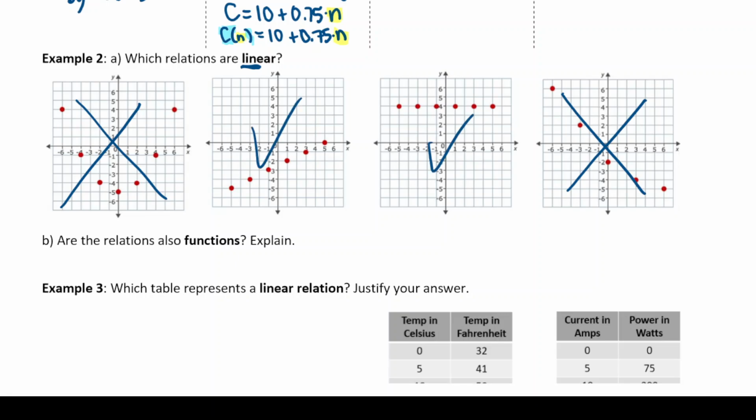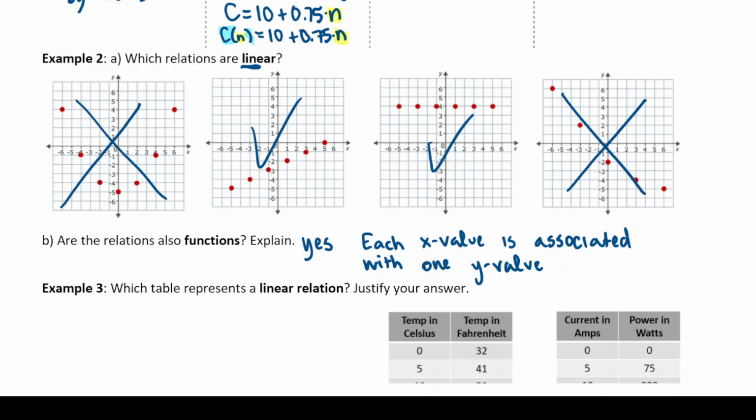Are these all also functions? Yes, they all are functions. They pass the vertical line test. Each x value only has one y value for every example there. So I can say each x value is associated with one y value in each graph. All right, let's look at another example here.